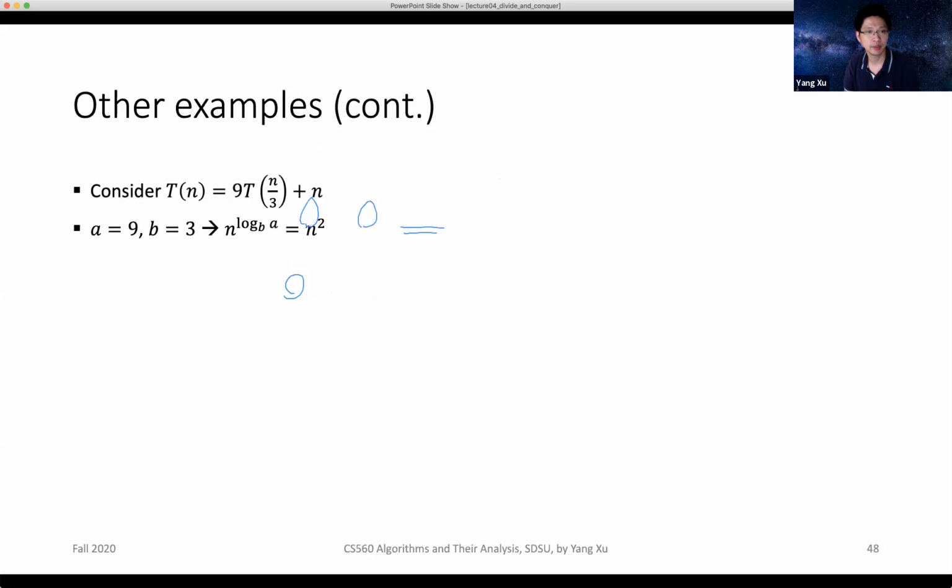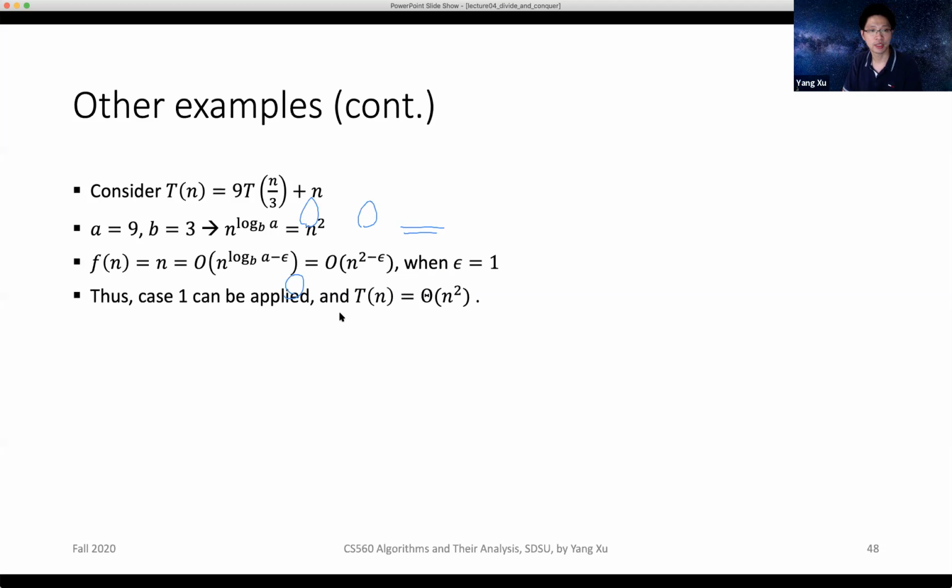So this one could be a good choice. In this case, the recurrence is in this form, a equals 9, b equals 3. So the logarithm with base b of a is a quadratic function. And the quadratic function grows faster than the f of n here. F of n here is a linear function. So we can use case 1. So the final solution is bounded by the quadratic function.